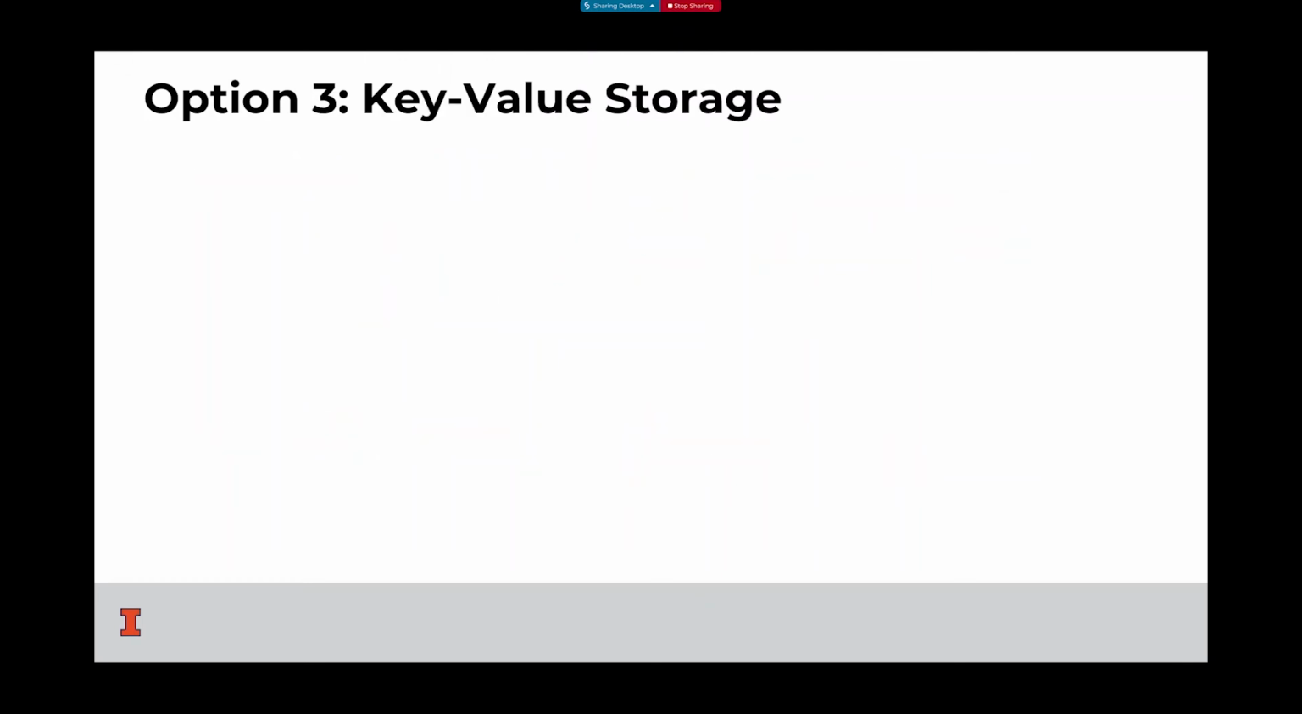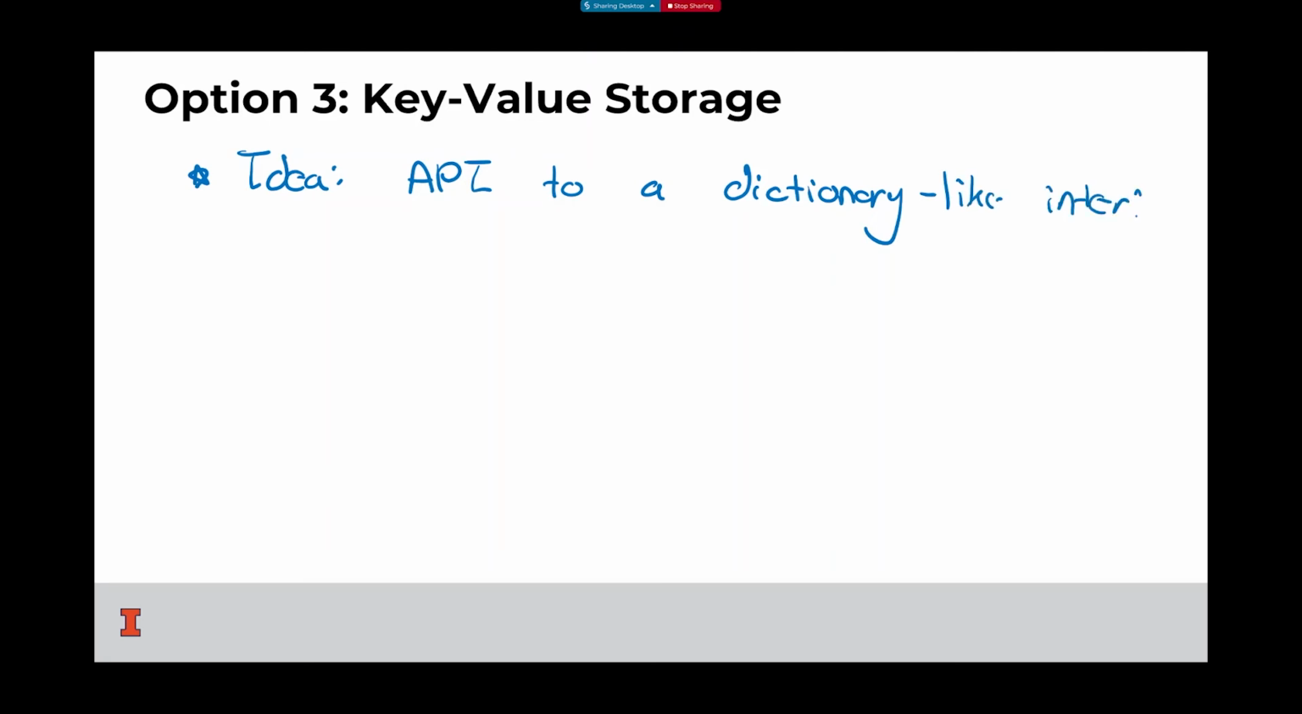Instead, when you start thinking about cloud-based applications, you are generally going to start thinking about how do you actually store data in a way that any instance of your program running can access this data. So one option to store data is in what's called a key value store, or key value storage. So the idea is to have an API to a dictionary-like interface with key value storage.